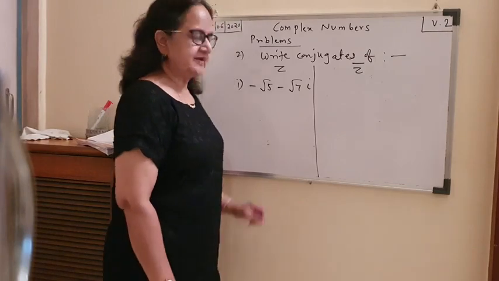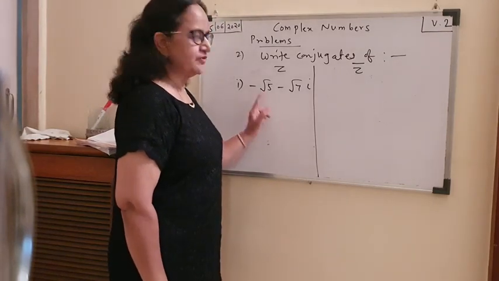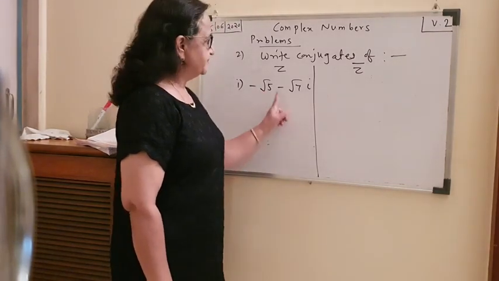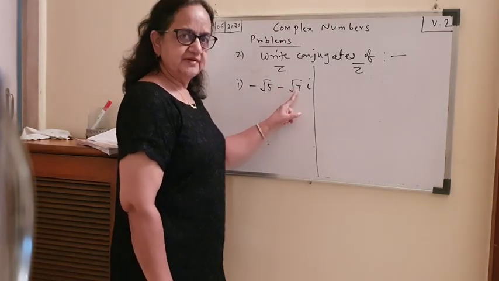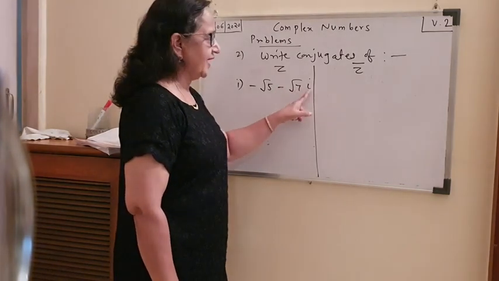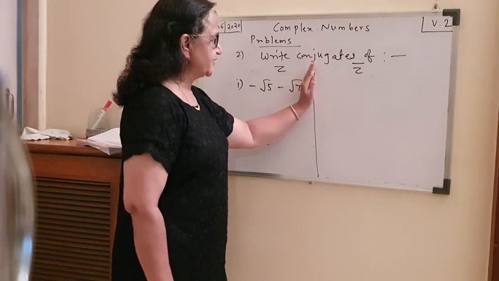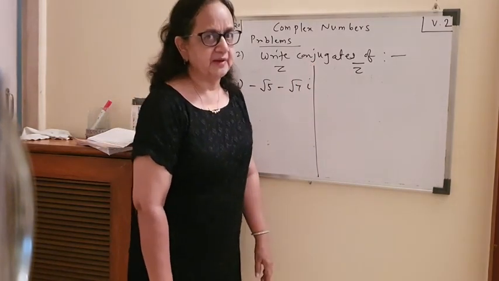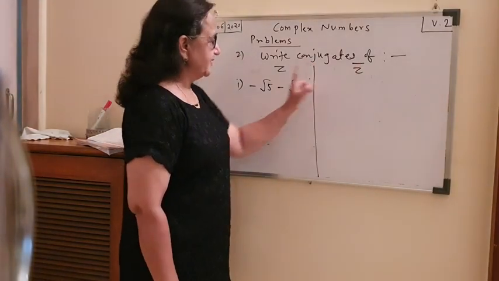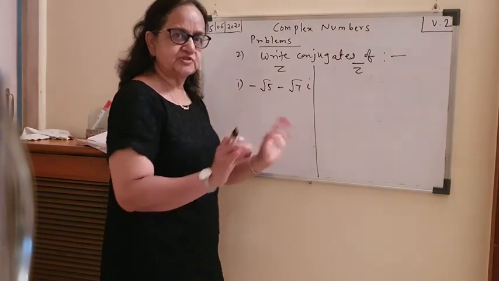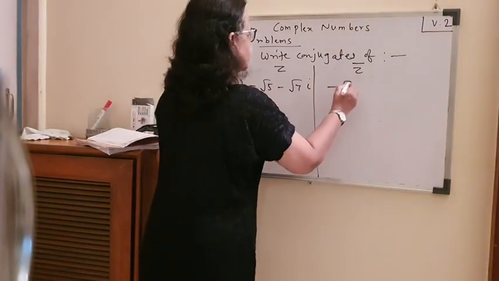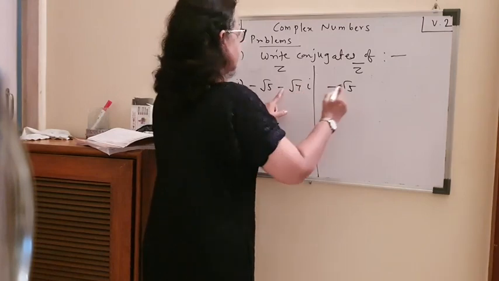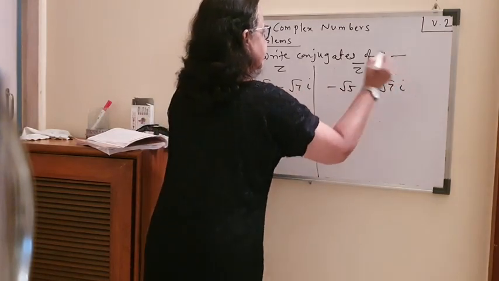Tell me, what is the real part here? Minus root 5. What is the imaginary part? Minus root 7. Don't say minus root 7i. No, it is only the coefficient of i we call the imaginary part. While writing the conjugate, the value or sign of a does not change. So minus root 5, no change. The i term is opposite. So plus root 7i.